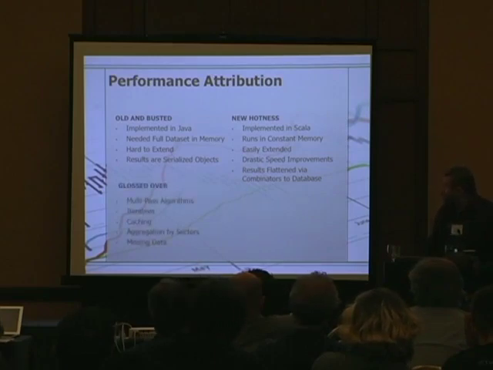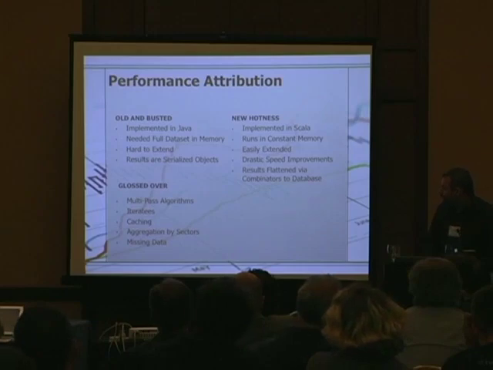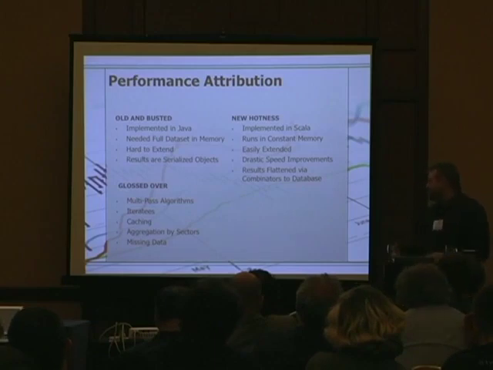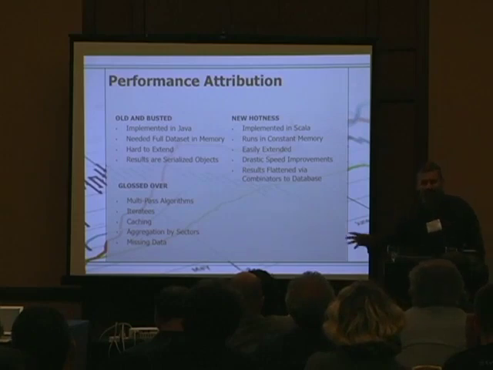I'm going to gloss over the fact that we have multiple Haskell algorithms. Well, actually, I didn't gloss over it. That we have to use iteratees sometimes because some things really need to go left to right. That there's some caching concerns and aggregating by sectors and dealing with missing data, et cetera, does make the story a little bit more complicated than the rosy picture I just described. But in general, it was still way better than what came before.